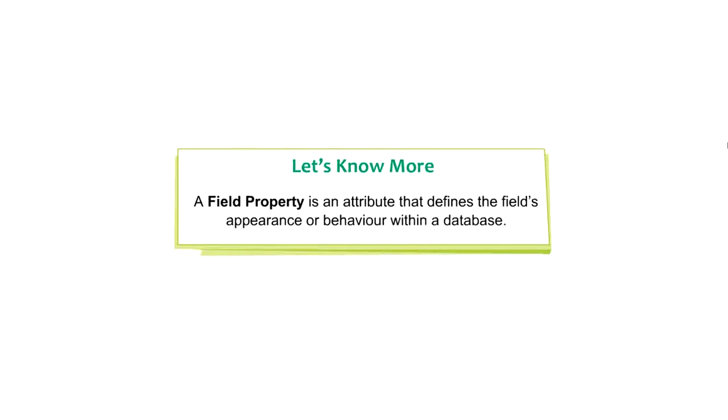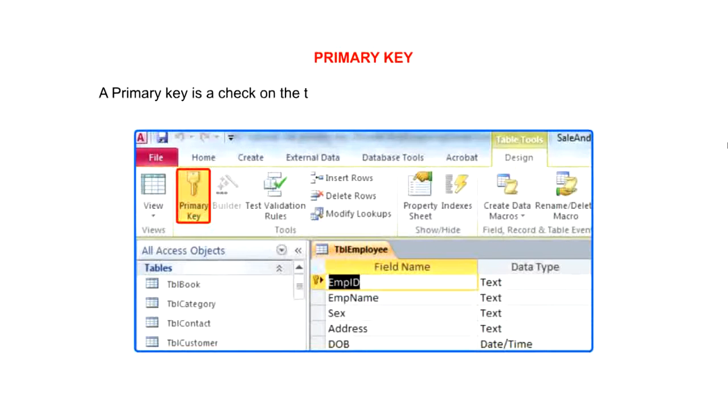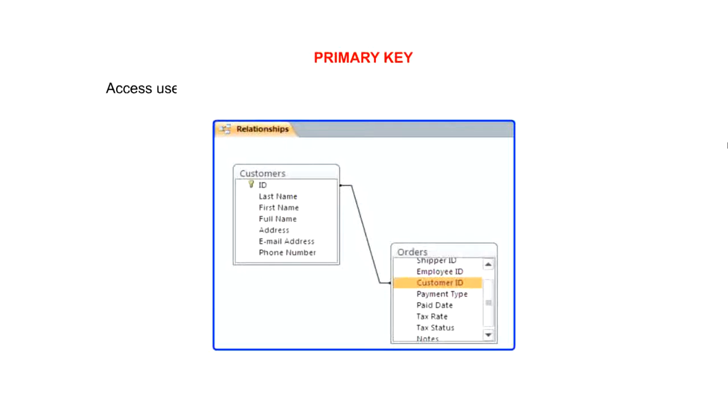Okay, students, note that the field property is an attribute that defines the field's appearance or behavior within a database. Primary key. A primary key is a field in the table that uniquely identifies each record in a table. It does not contain any duplicate data. A table can have only one primary key. Access uses the primary key to relate the table's records to those in another table.